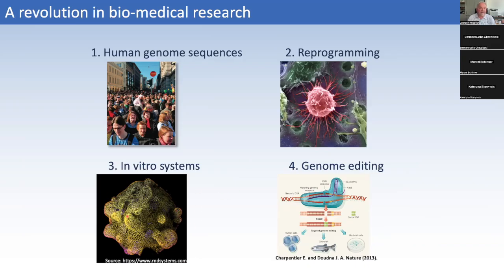The third one is we can then use these pluripotent stem cells and generate all kinds of three-dimensional cell cultures, so-called organoids, that allow us to analyze development and disease in vitro. And the fourth one is we can then manipulate the genome and write in the genome, like in a typewriter, using CRISPR-Cas technology, and study the consequences of this in vitro.